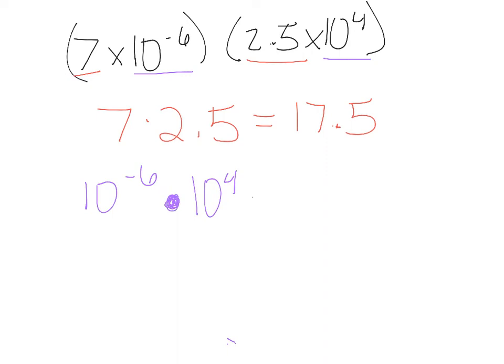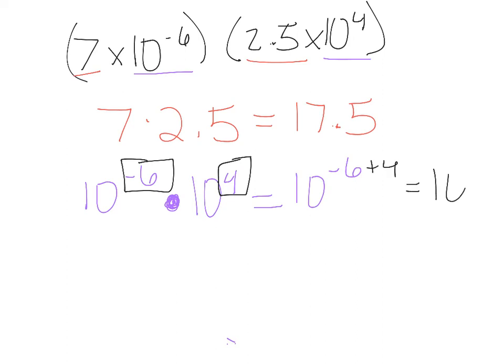Now really we're just adding. So we're really just doing 10 to the negative 6, and we're just adding the exponents, and that's it, because our base of 10 is the same. So I'm doing negative 6 plus 4, which gives me 10 to the negative 2. So my answer is 17 and 5/10 times 10 to the negative 2.